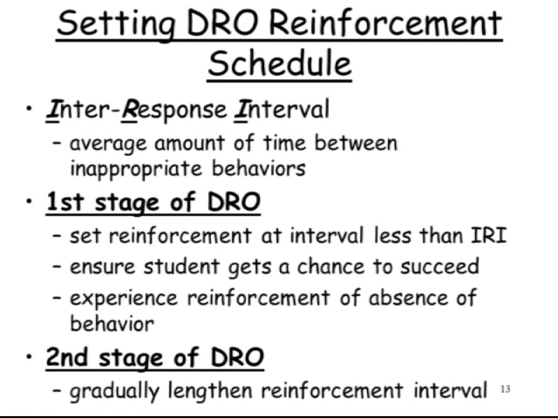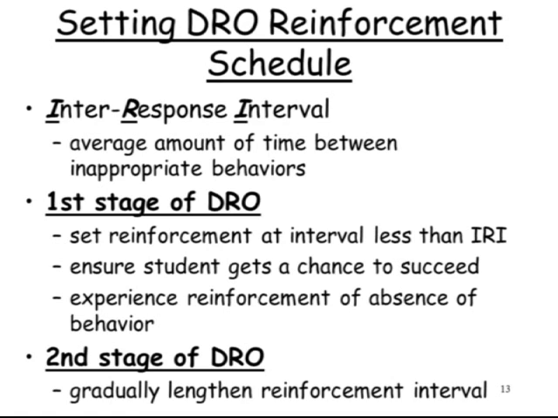Once you get this, you do what is called first stage of DRO. You set up reinforcement intervals that are a little bit less than the inter-response interval. For example, if the behavior happens on average every 3.5 minutes, you would set up your initial DRO interval at 3 minutes. So it's either going to be equal to or a little bit less than the inter-response time.